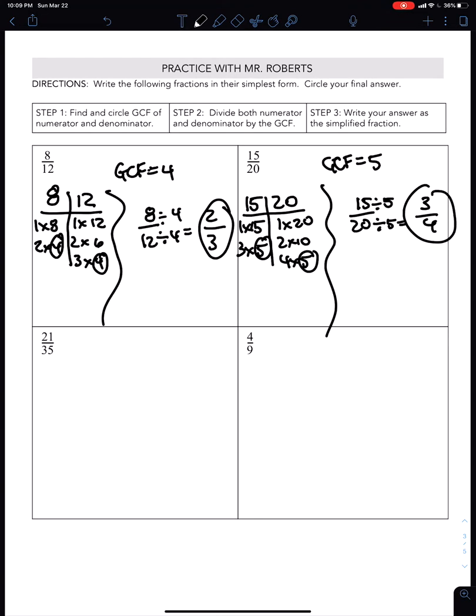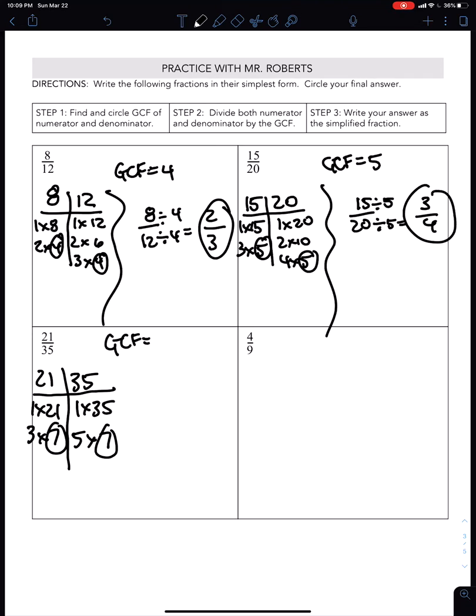All right, so now we do 21/35. And we do 1 times 21, 3 times 7. And for 35, we have 1 times 35 and 5 times 7. Our GCF is 7. So now I divide 21 and 35 by 7. And that leaves us with 3/5.